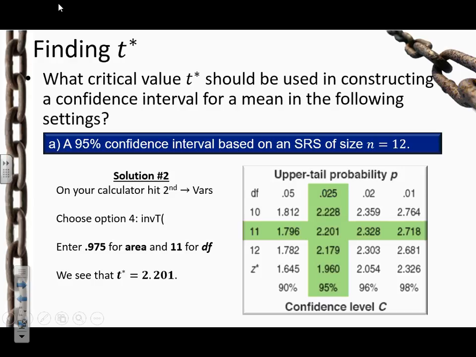Okay with that? So, second vars, inverse T, area, degrees of freedom, get your value. Or the table is much, much easier to work with on this than it is for the z-scores. So if you want to use the table, you'll always have that option too.